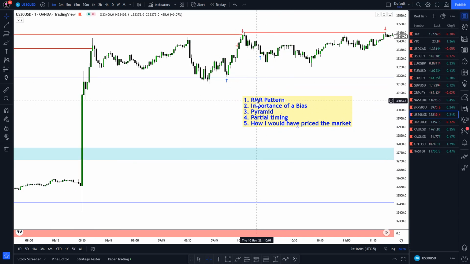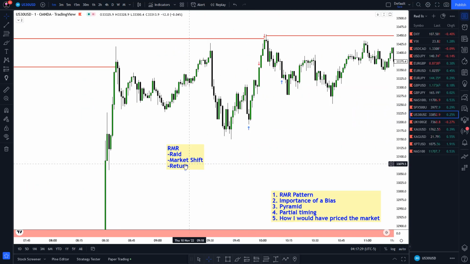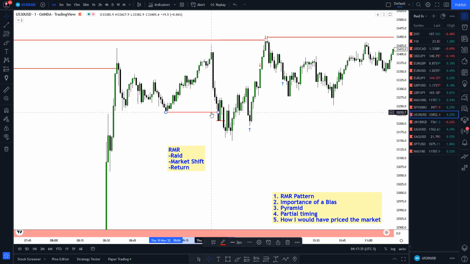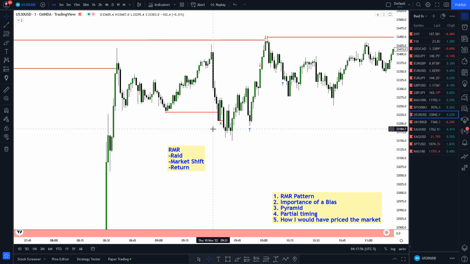All right, so first things first, let's go through the RMR pattern. So first we look for a raid. So when price breaks some swing lows, this is called the raid. So price raids this low, price raids this low. The raid doesn't have to be under or above equal lows. It can just be a single swing high or swing low.